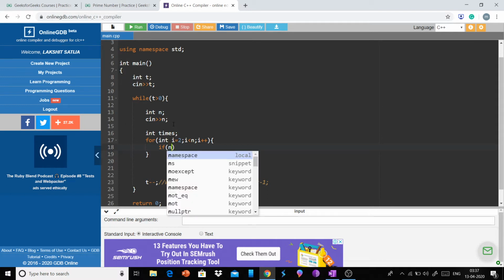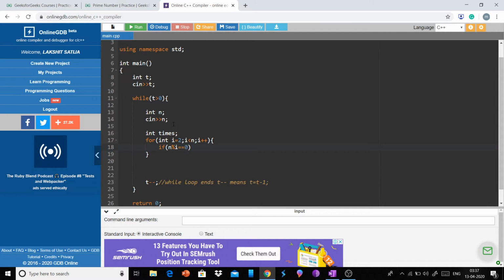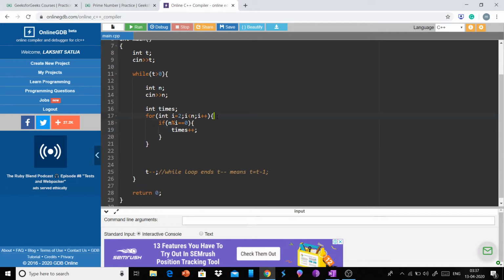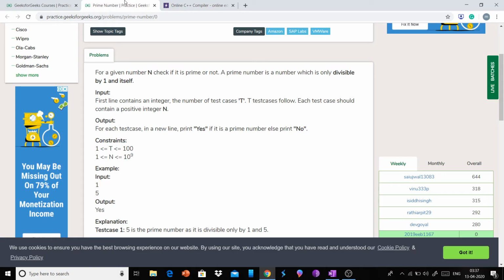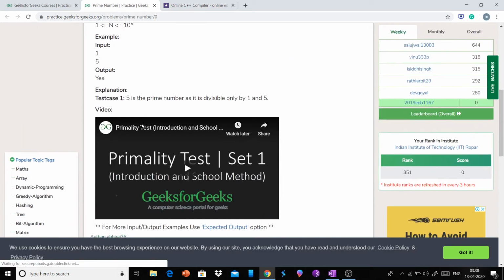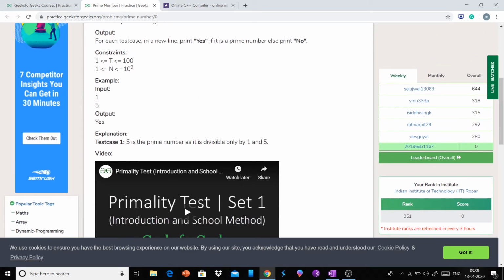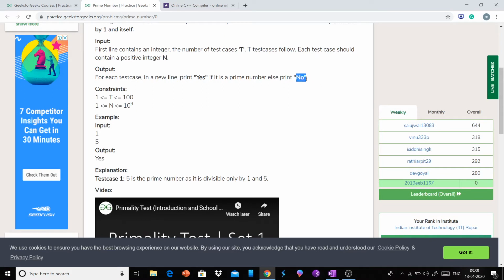If n remainder with i is equal to 0, times plus plus, right? What we will do then is, now let us discuss what we need to give as output, right? So if a number is prime we have to give output yes, else we have to give output no, right?